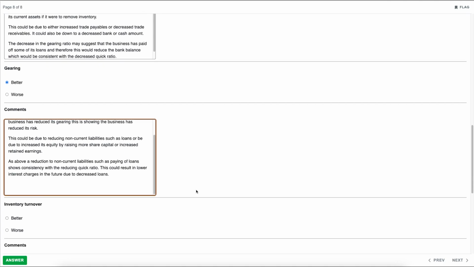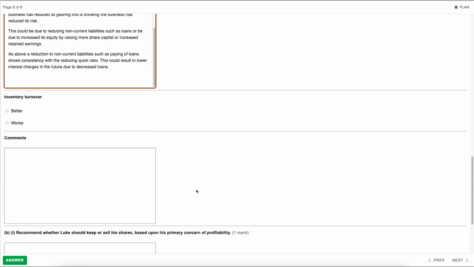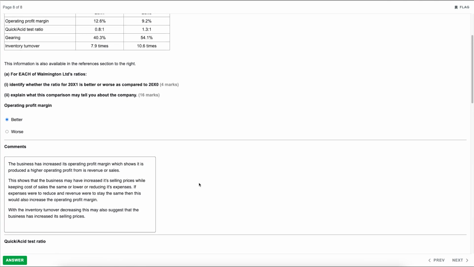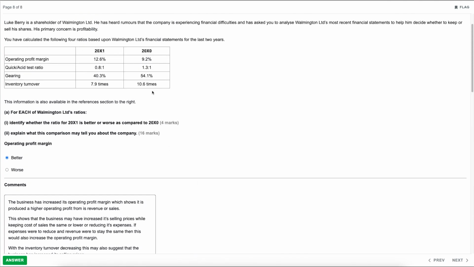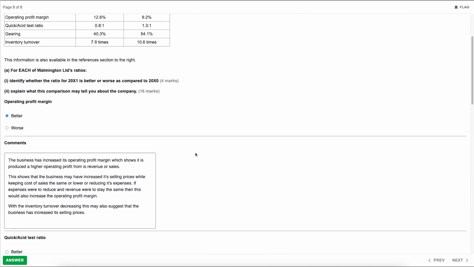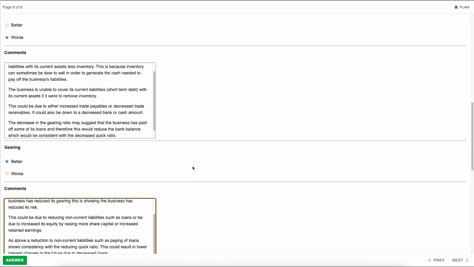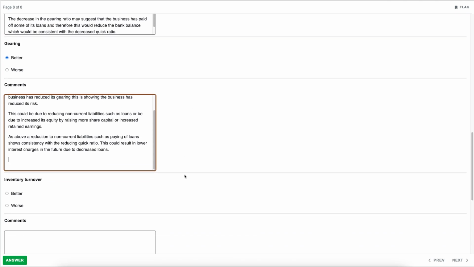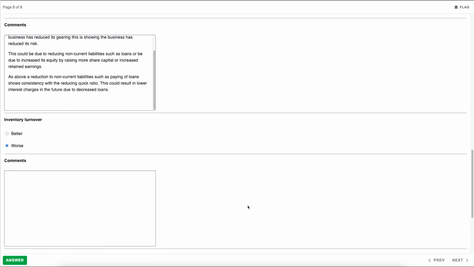Okay, so then the last one we have is inventory turnover. So I think we had a look briefly at inventory turnover before. So it's gone from 10.6 down to 7.9. So it has reduced, it is worse. So the quicker we can turn over our inventory, the better. It means we are not storing it for as long, which is associated with costing the business more. So the quicker we can get that through the system, the better. So it's got worse because it's got lower.